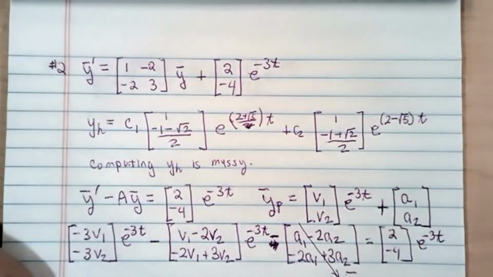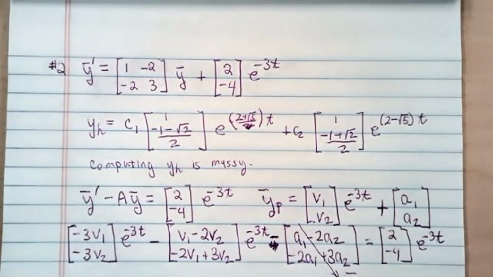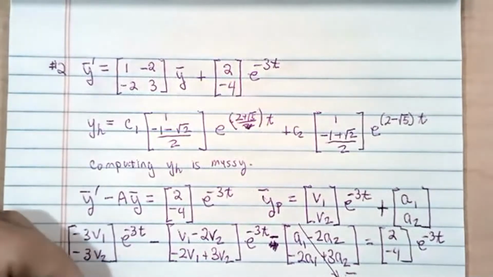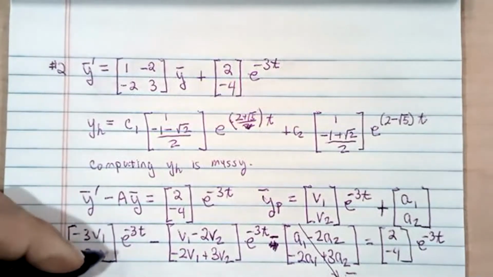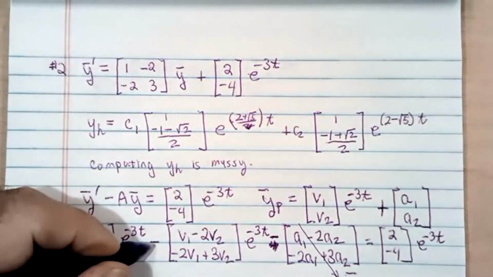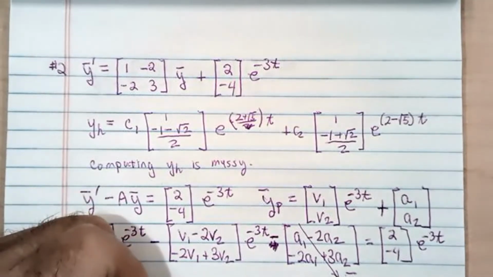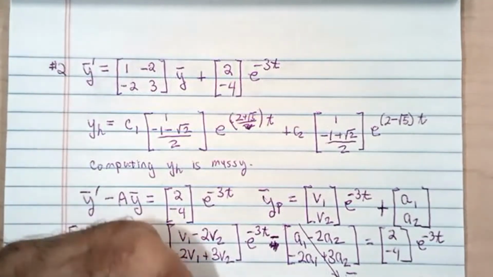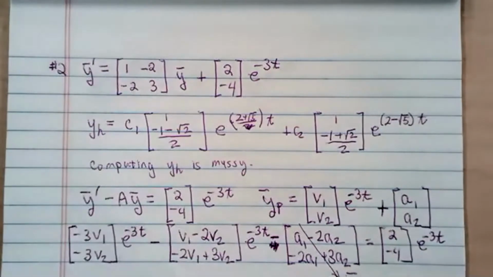So you can just drop that. You know, you can put it on every single term and then divide it out, but that isn't very efficient. Minus 3v2 plus 2v1 minus 3v2 is equal to minus 4. And this should simplify nicely.